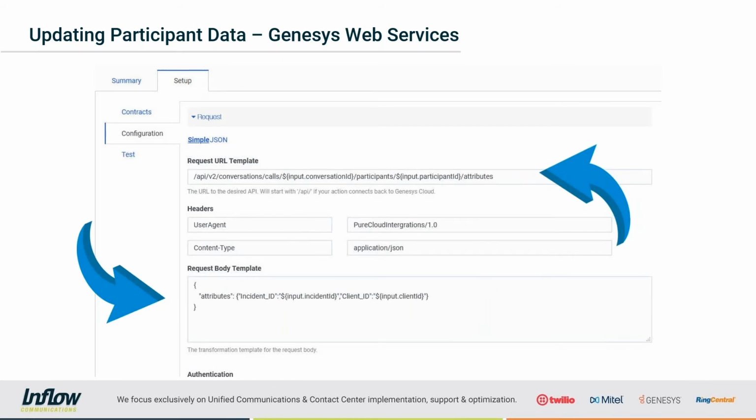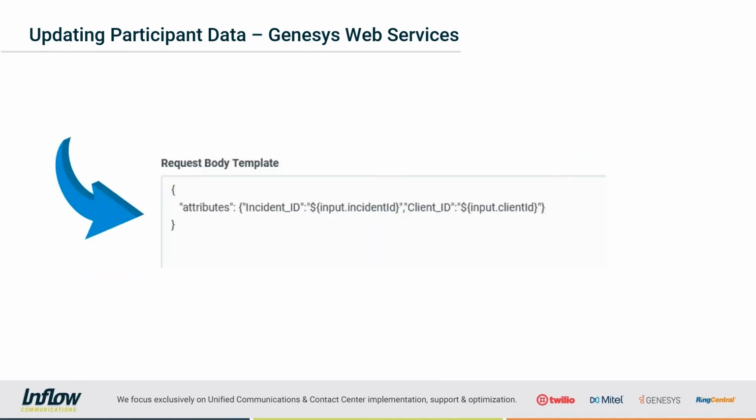Now, the second way you might update this data is through a Genesys Web Services call. Here, the blue arrow on the left, I'm pointing to my URL where I'm stuffing some information. I'm making an update to attributes in the participant details of the conversation. And then down below on the left, I'm inserting as attributes an incident ID and a client ID. This is a closer view here.